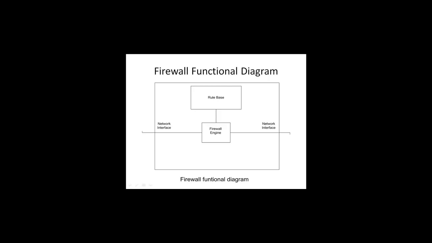Here's a firewall functional diagram, and for some reason we have a little artifact here. This little part right there doesn't really belong. So we have a network interface. We have two network interfaces here.